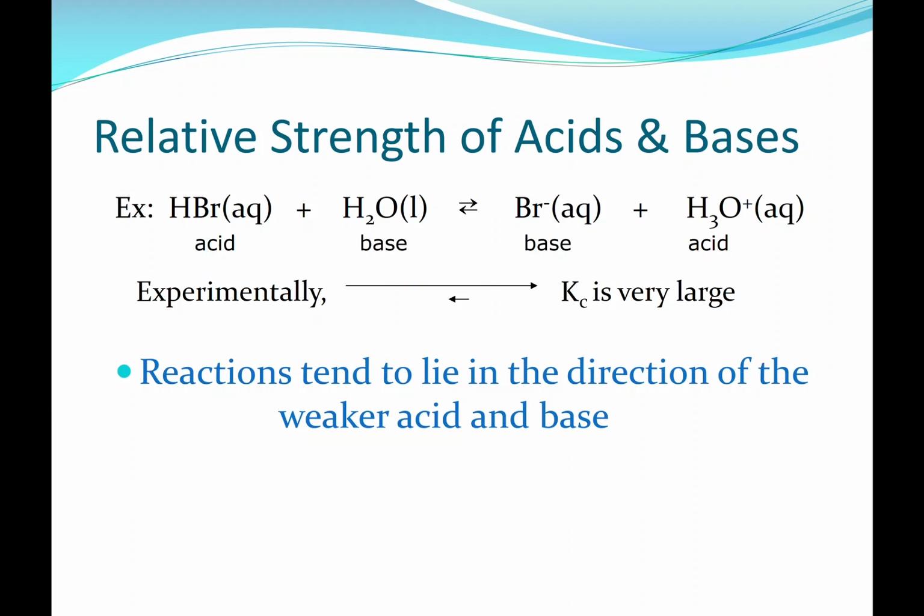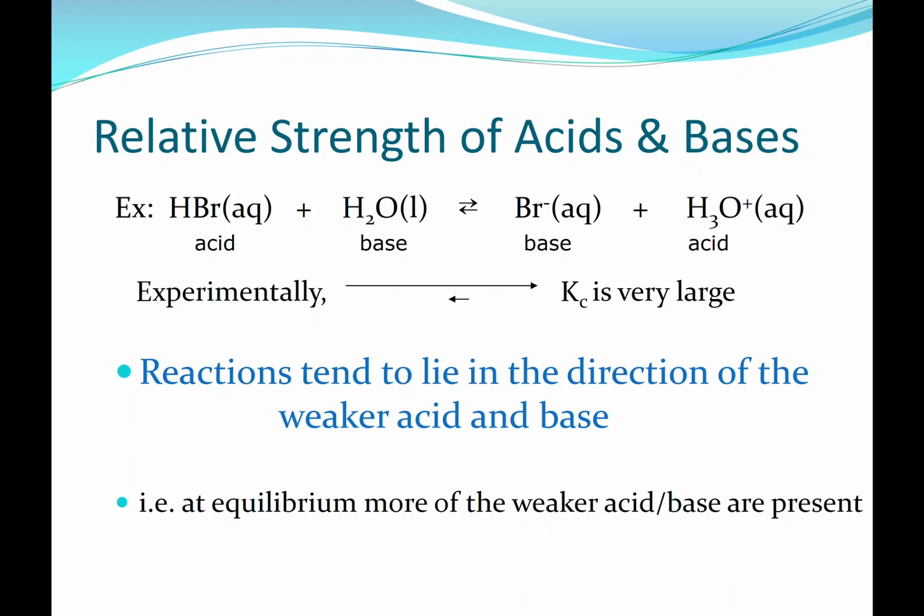So if you have a weaker acid, it's not as good at donating that proton, and so you're going to have more of the molecular acid form when you get to equilibrium. If you have a weaker base, it means it's not as good at accepting that proton. And so again, you're going to have more of that when you get to the equilibrium mixture. So when you have an acid-base equilibrium reaction, when you get to equilibrium, you're going to have mostly the weaker acid and the weaker base.